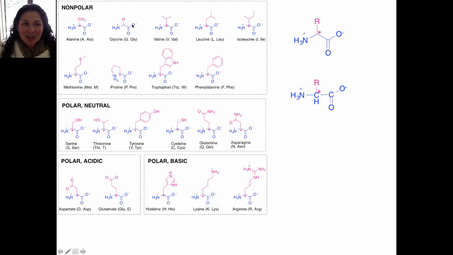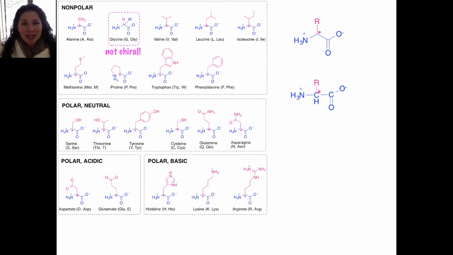Glycine is not chiral. Notice that its side chain is a hydrogen. And there's actually another hydrogen here, it's just not drawn. So here I'll draw it. Because this carbon is attached to two different hydrogens, and both of those hydrogens are the same as one another, this carbon is not chiral because it is not attached to four groups that are different. So glycine is the only amino acid that is not chiral.